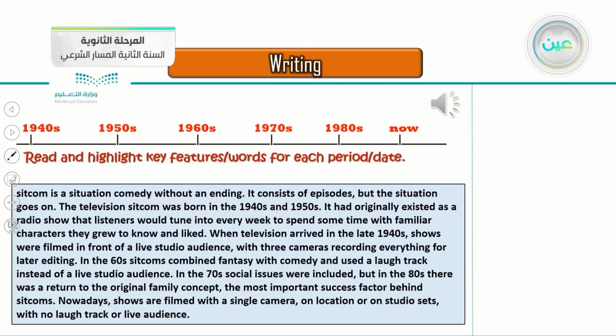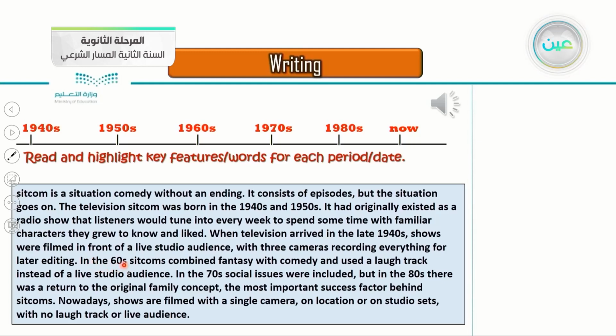It had originally existed as a radio show. So in the beginning, in the 40s and 50s, it was just a radio show that listeners would tune into every week to spend more time with familiar characters they grew to know and liked. When television arrived in the late 40s, shows were filmed in front of a live studio audience. So now they moved from the radio to the TV, in front of a live studio audience in the late 40s, with 3 cameras recording everything for later editing.